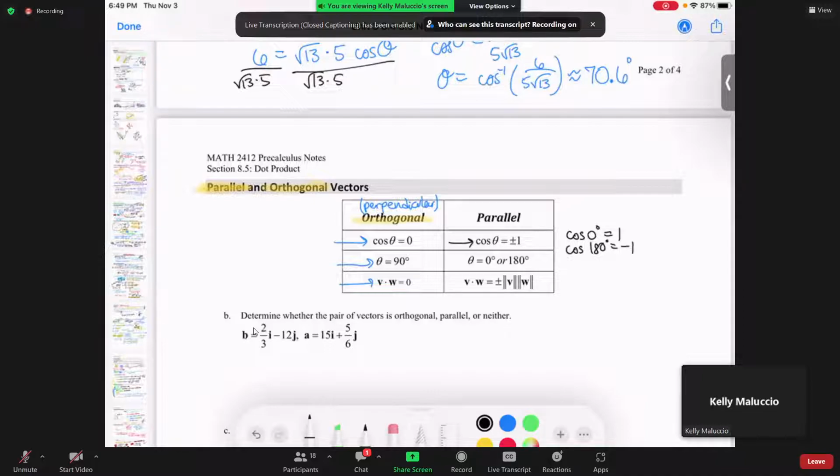They can still be parallel, but keep in mind our theta is always from 0 to 180, including these. So these are kind of the extreme ends. It's equal to 0 or 180 here. And then the dot product is plus or minus the magnitude of V times the magnitude of W, because then we're multiplying by cosine of theta, which is plus or minus 1.